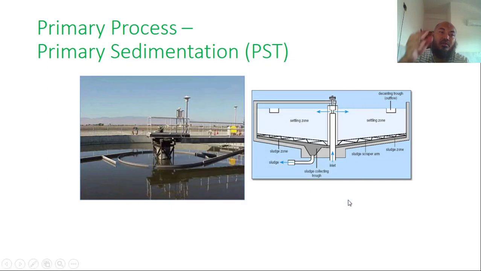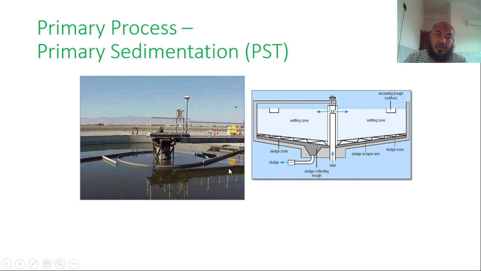Okay, so now we move to the primary process, but this one is a primary sedimentation tank, so PST. So this is a primary sedimentation tank, so you can see here. The water will flow from the bottom and out from the nozzle at the top, like this, and then this is a settling zone.